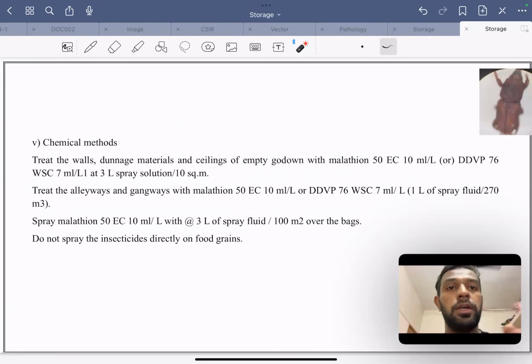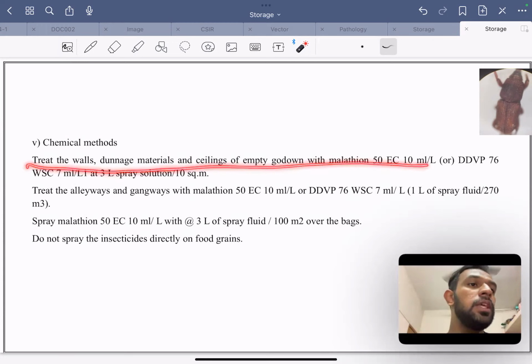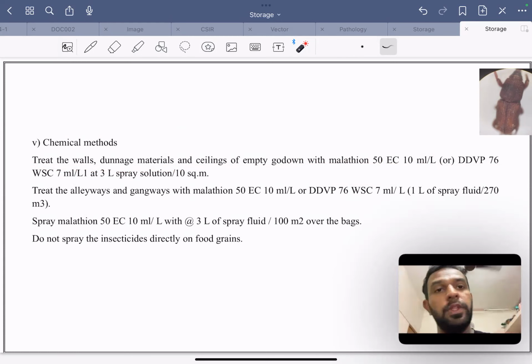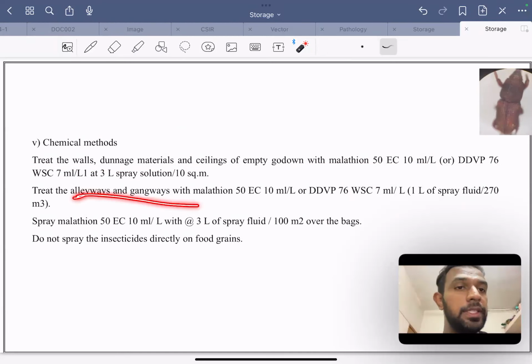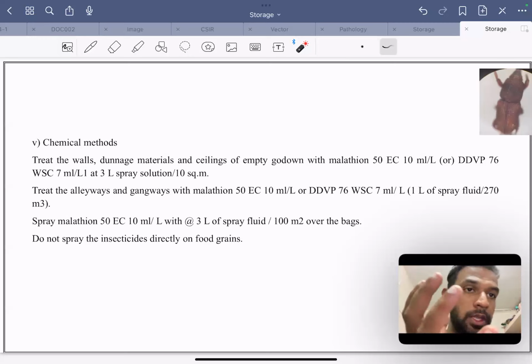Then come chemical methods. Here you can directly spray on the containers or even the storage structures. You can treat the walls, damaged materials and ceilings with malathion 50 EC at 10 ml per liter or DDVP 76 WSC at 7 ml per liter, at 3 liters spray solution per 10 square meters. Then also treat the alleyways and gangways with malathion 50 EC. This can be used for controlling them.